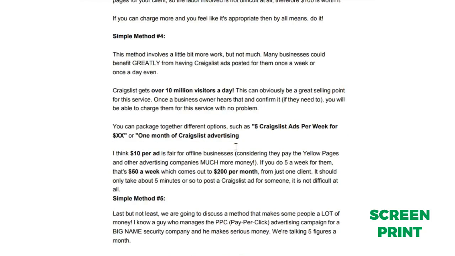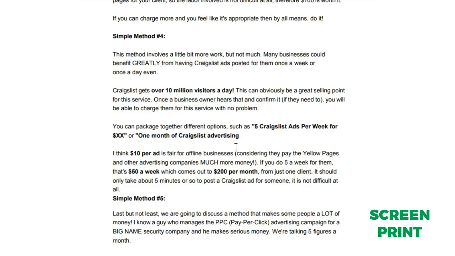Simple method number four. This method involves a little bit more work but not much. Many businesses could benefit greatly from having Craigslist ads posted for them once a week or even once a day. Craigslist gets over 10 million visitors a day. This can obviously be a great selling point for the service.